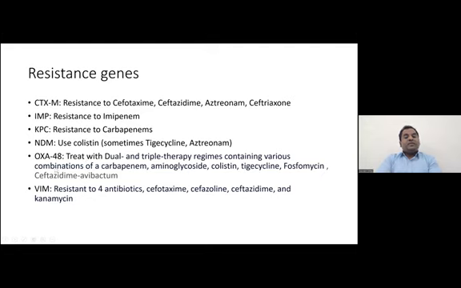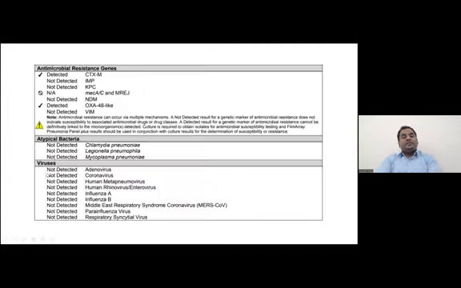For OXA48, ceftazidime-avibactam can be used, or multiple combination regimens of other antibiotics can also be used. For VIM, there is resistance to four antibiotics: cefotaxime, cefazolin, ceftazidime, and kanamycin. So this is the primary use of this resistance testing for identification.